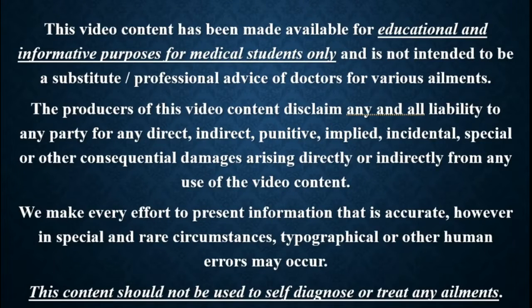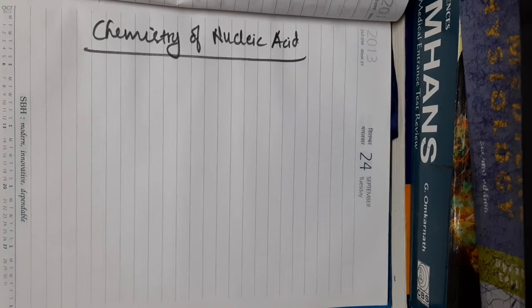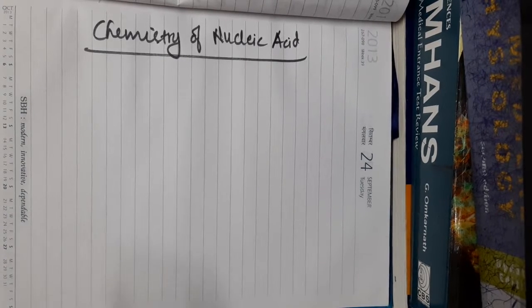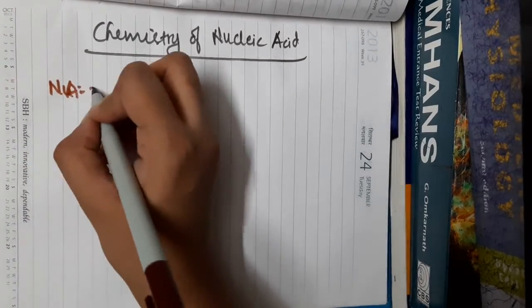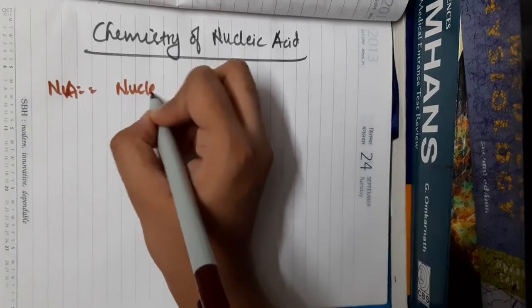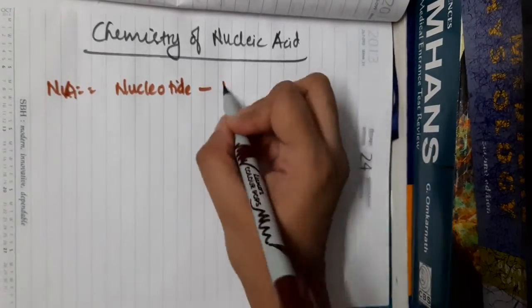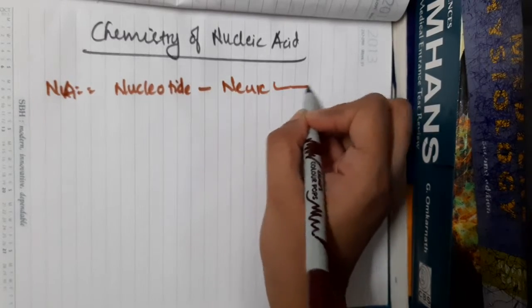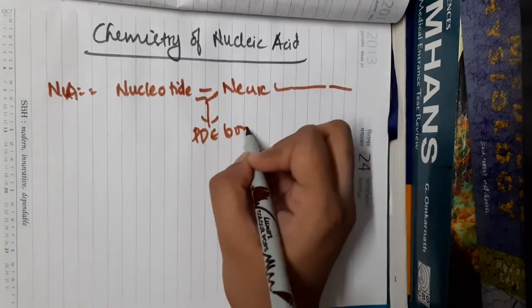In this lecture, we will learn about. Hello friends, let us now learn some important points about the chemistry of nucleic acid. So if you see, nucleic acid is a polymer of nucleotides, where a mononucleotide is linked with another nucleotide by a phosphodiester bond.